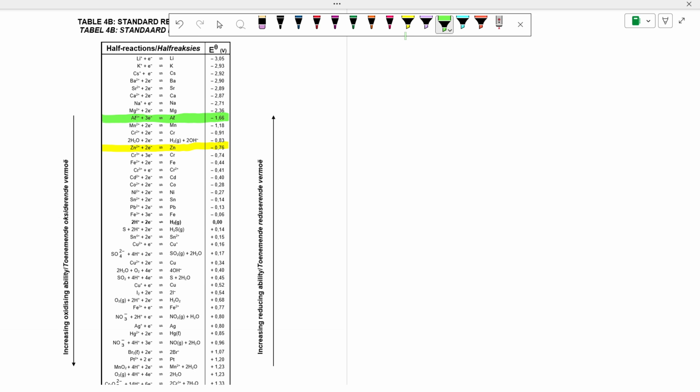Okay, what did we say? We said, okay, which one will be oxidation and which one will be reduction, according to what we said? Aluminium. Okay, let's put it this way. Which one stays the exact same way we find it in the table?